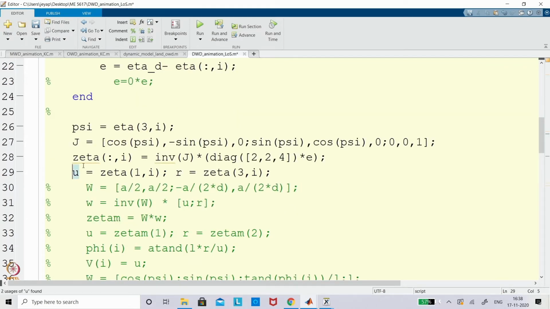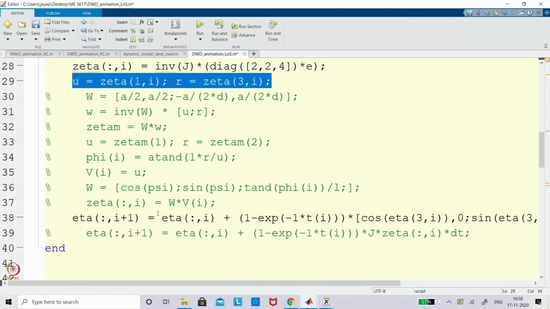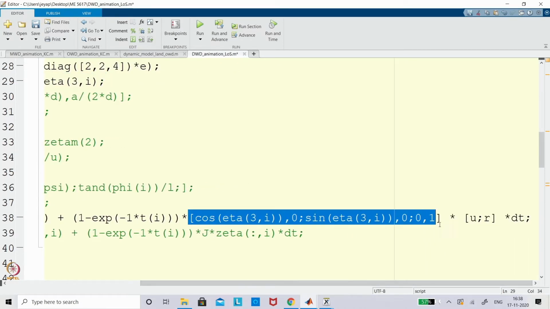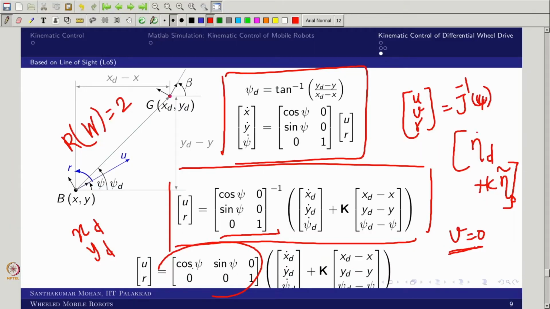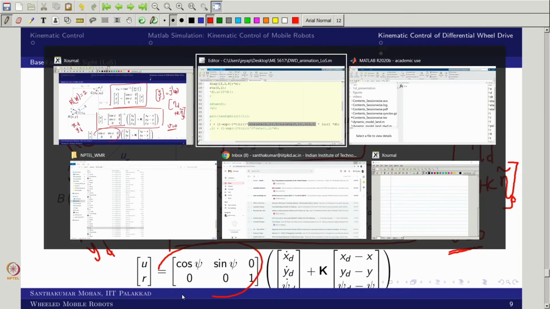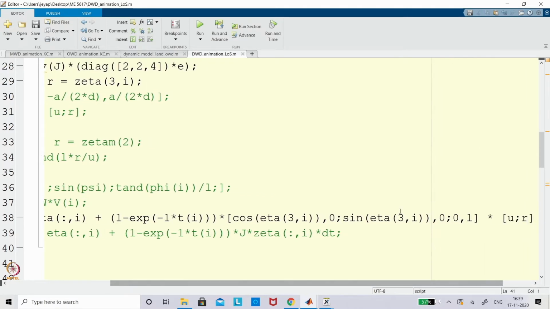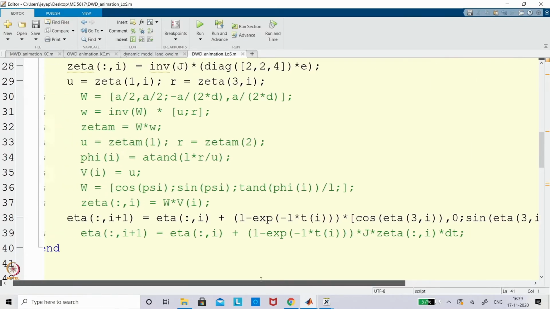Now, I already told you, V is 0. So that's why only U and R are there, and then we are incorporating the wheel configuration. That wheel configuration I have already written in matrix format. So this matrix you have obtained here, you can recall this is cos psi, sin psi, 0, 0, 0, 1. The same thing I have incorporated here: cos psi, sin psi, 0 and 0, 0 and 1.